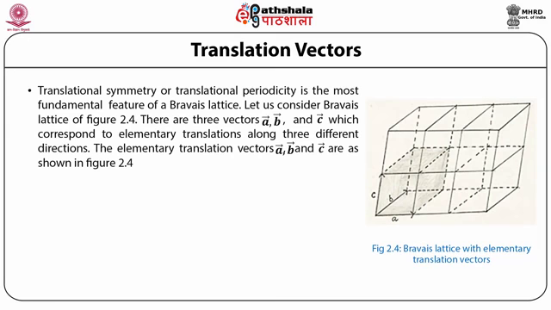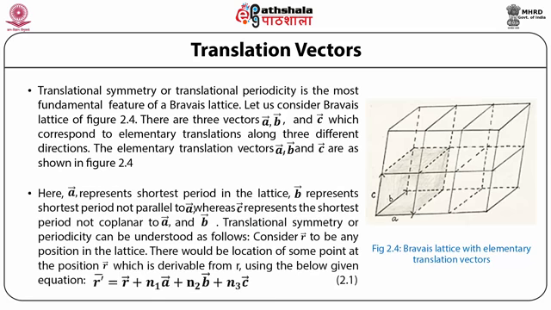Translational symmetry or translational periodicity is the most fundamental feature of a Bravais lattice. Let us consider the Bravais lattice of figure 2.4. There are 3 vectors A, B, and C which correspond to elementary translations along 3 different directions. The elementary translation vectors A, B, and C are as shown in figure 2.4.